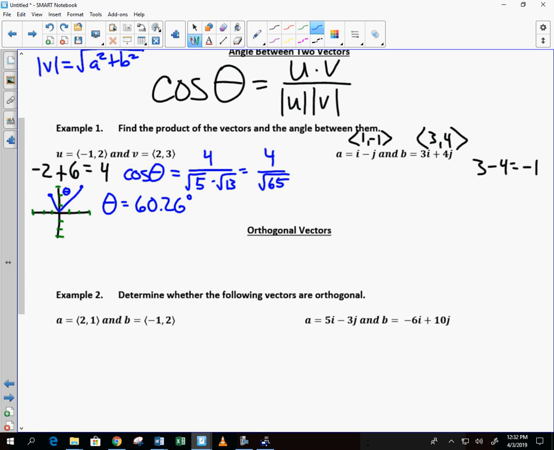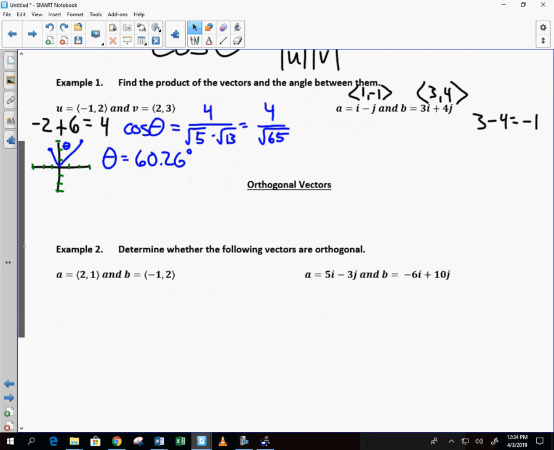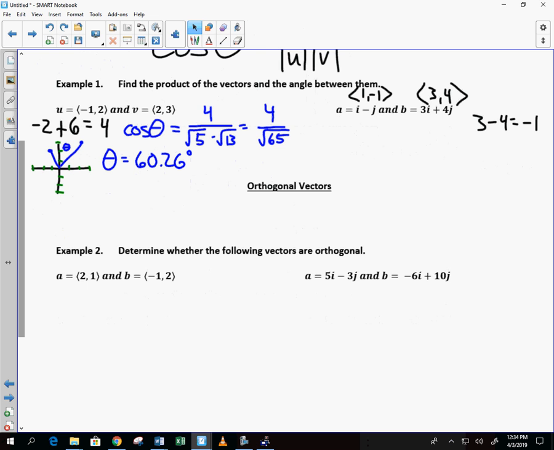So, look at the angle. Does it look like it could possibly be 60 degrees? So here's what you're going to do. You know that the dot product is negative 1 for the next two vectors, correct? You're now going to find the angle between those two vectors. Go ahead. Try to find the angle between two vectors. Okay, let's see what we get.